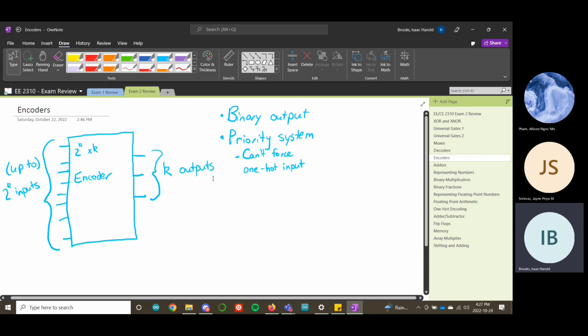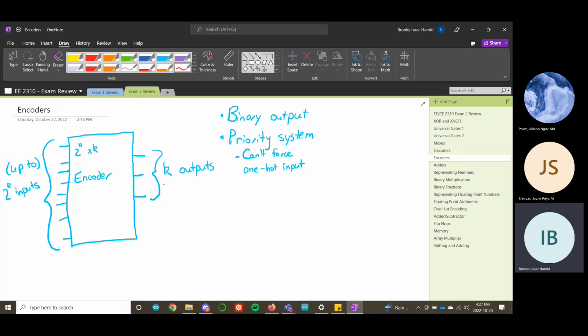The encoder is similar. It's basically the same thing, but opposite. If you have k outputs, you have up to 2 to the k inputs. Alternatively, if you have n inputs, that means you have log base 2 of n outputs. What this one does is take in all of these inputs and output a binary number, basically.